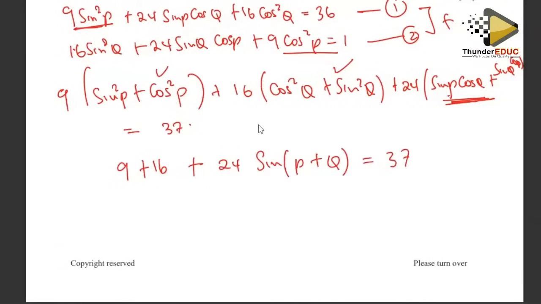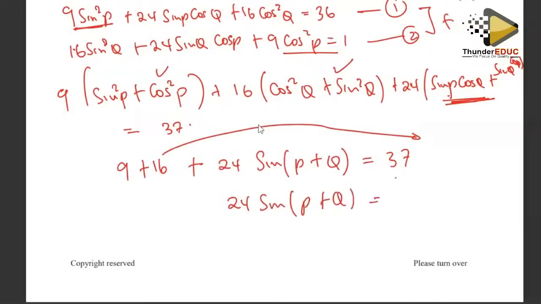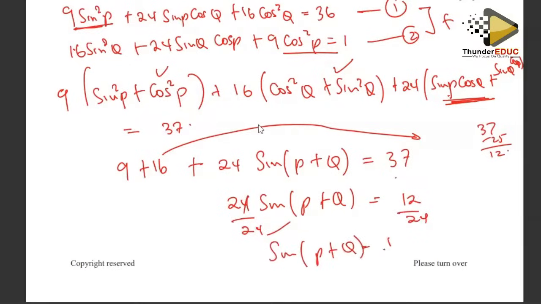Okay, we know that 9 and 16 is 25. Let's move everything that side. So 24 sine of p plus q is equal to 37 minus 25, which gives us just a 12. And then divide both sides by 24. Being that the sine of p plus q gives us a half.